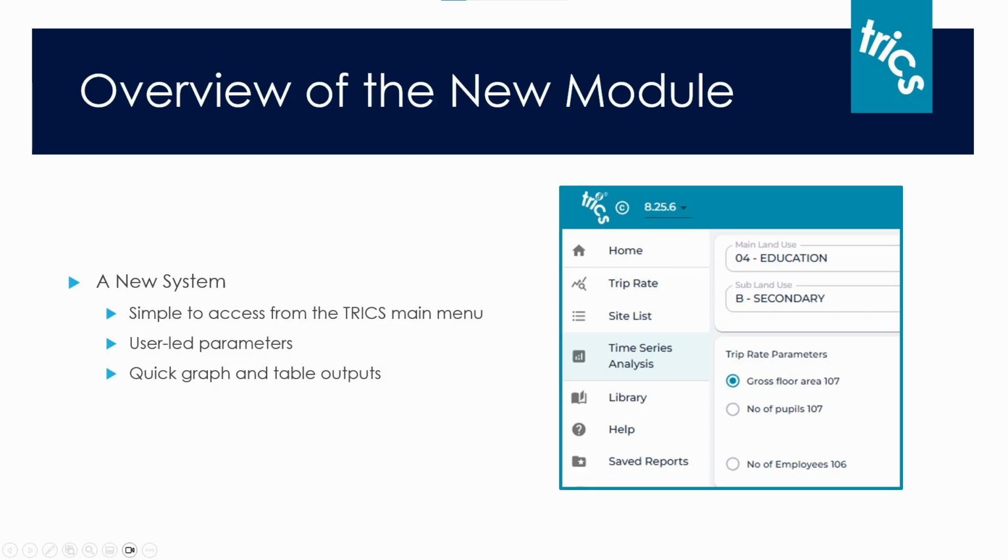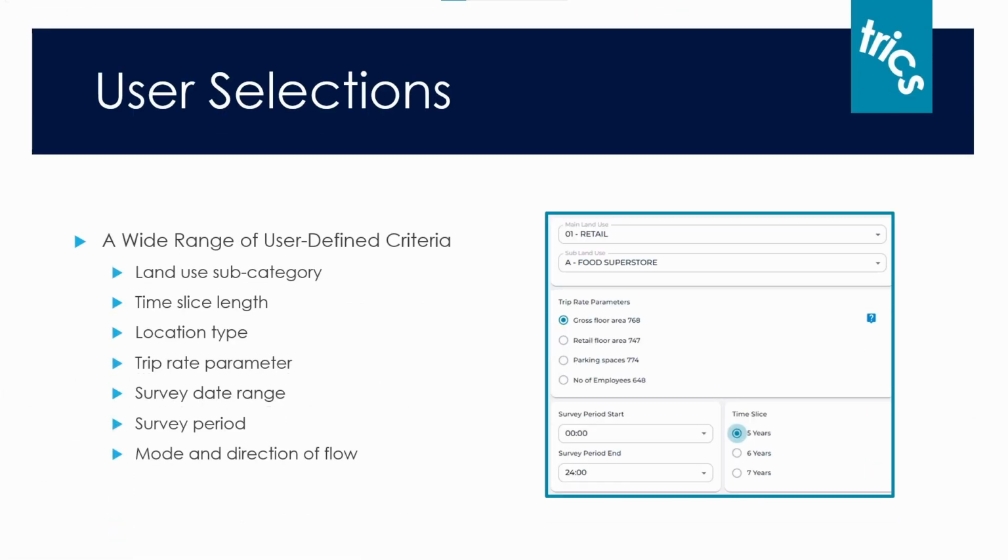Within TRICS 8, you'll now find a time series button on the main taskbar. Clicking it opens a simple dedicated interface designed for trend analysis. From here, users can make a series of familiar selections. Choose your land use subcategory, select the time slice length, and specify the location types you want to include. Then, define the trip rate parameter, such as per dwelling or per 100 meters squared GFA.